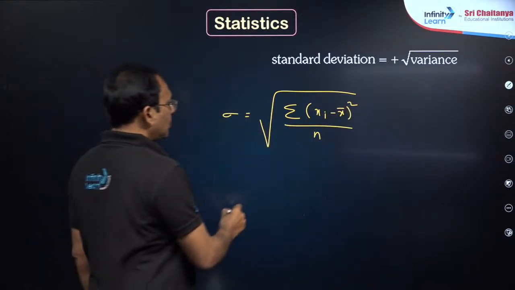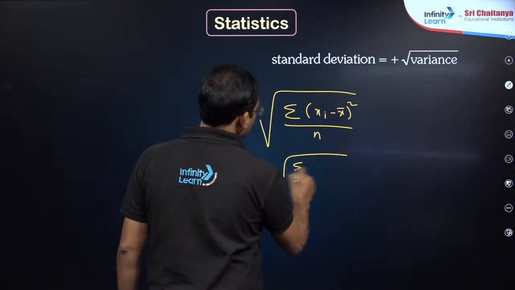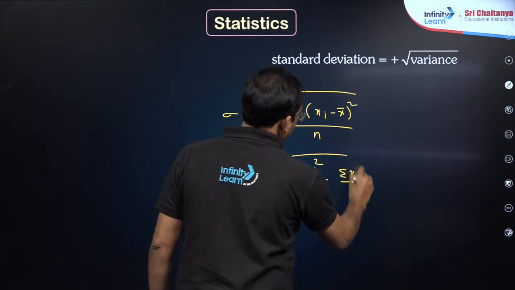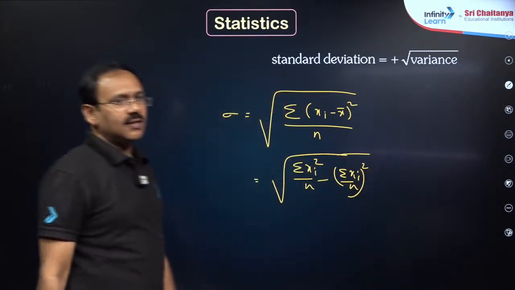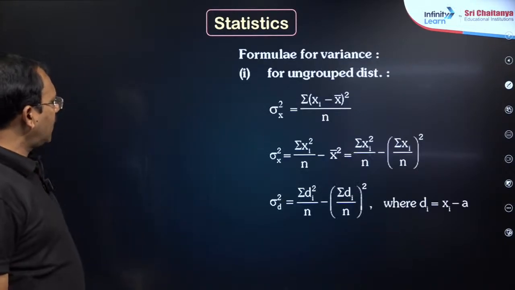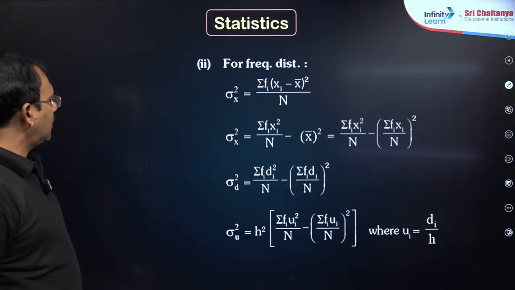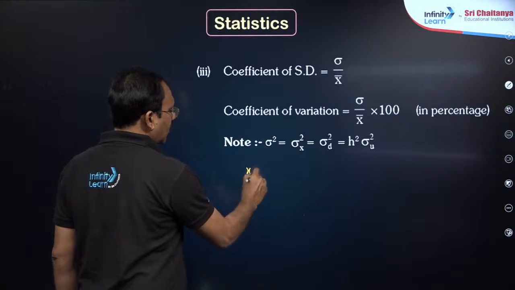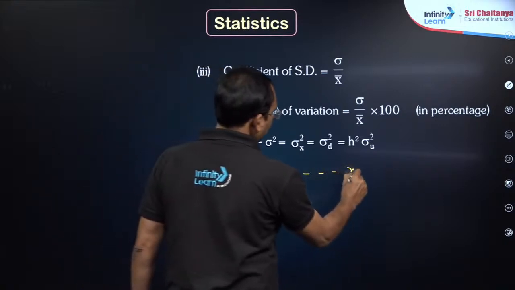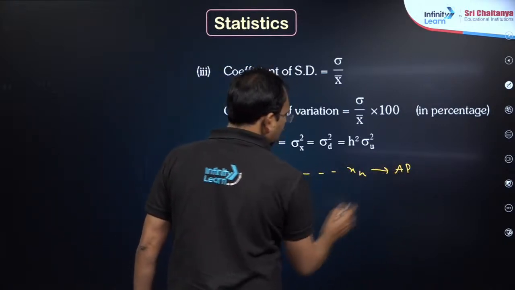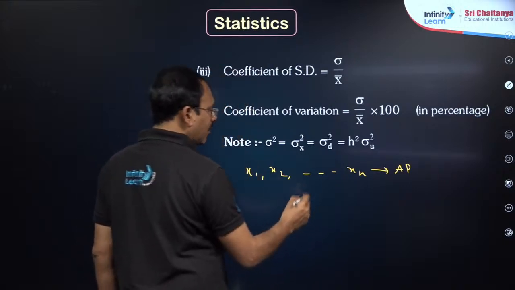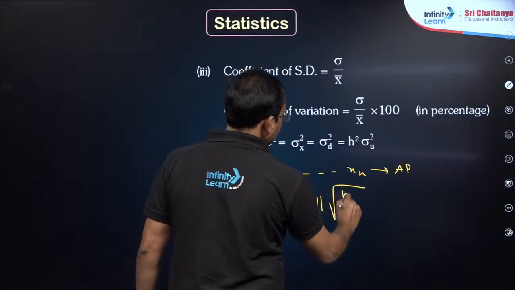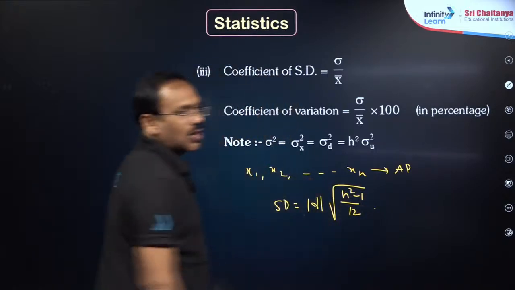Okay, so which can also be written as sigma xi square by n minus sigma xi by n whole square. Right. The next variance, that's what I have written here, and most importantly, my dear friends, if certain numbers x1, x2 and so on, xn are in AP with common difference d and number of items is n, the standard deviation is mod d into root of n square minus 1 by 12. That is the shortcut.